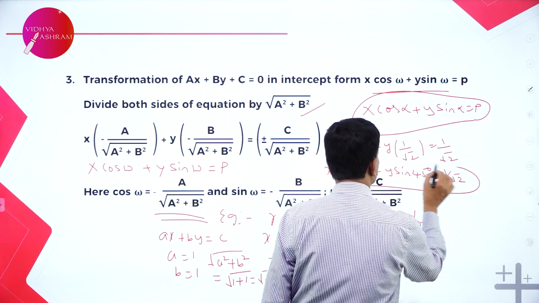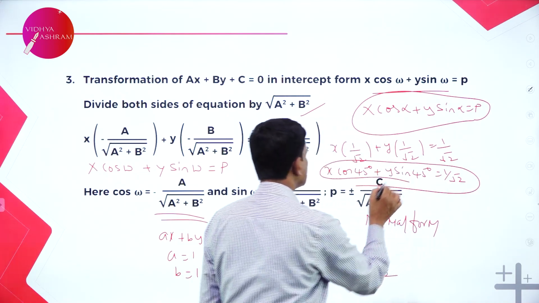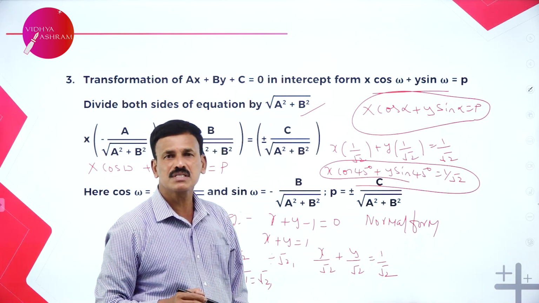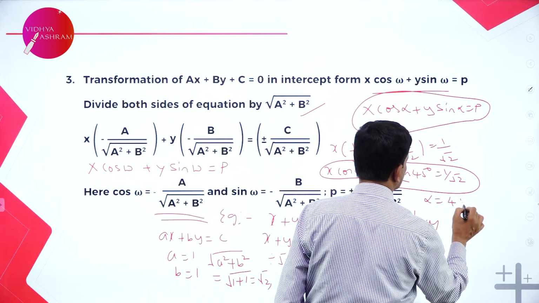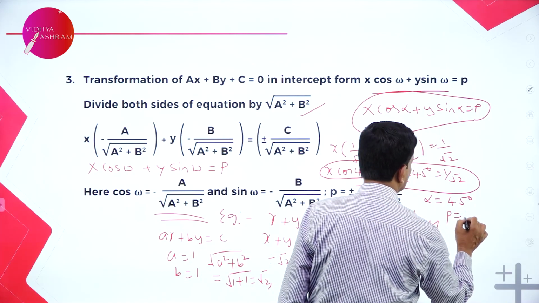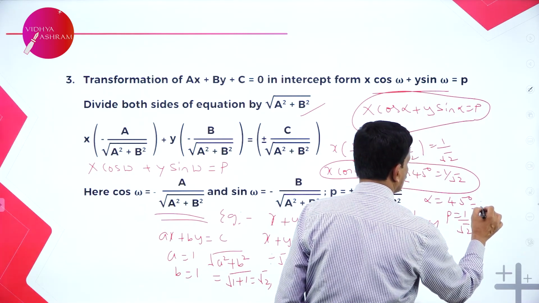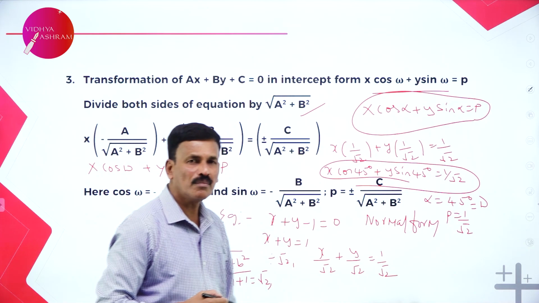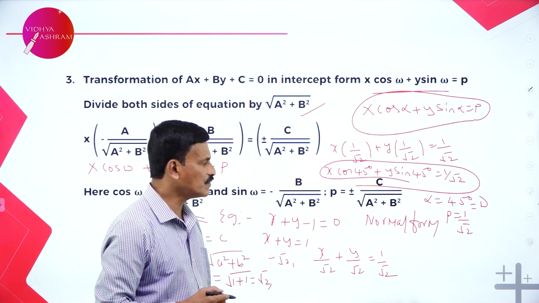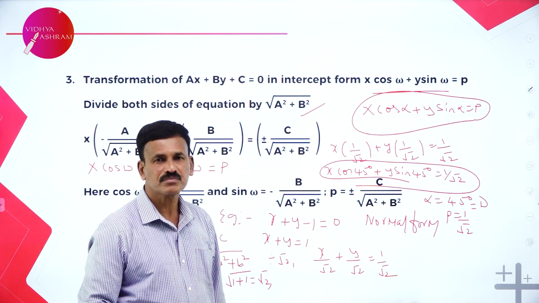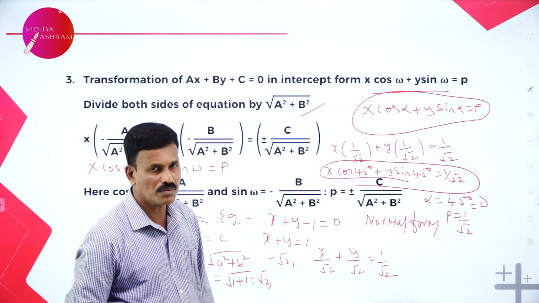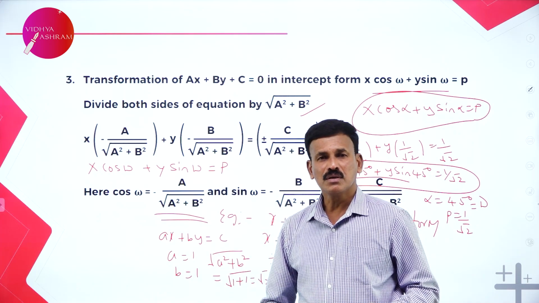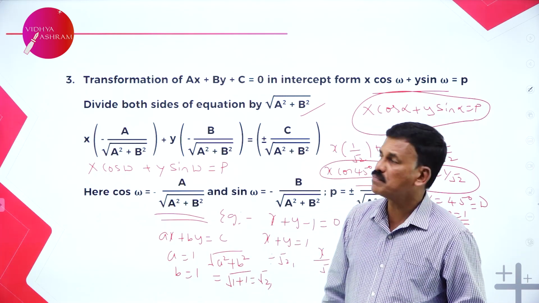So if you observe carefully, this is of the form x cos alpha plus y sin alpha is equal to p. What is alpha here? In this case, alpha is equal to 45 and p is equal to 1 by root 2. So you can call it omega also. So omega or alpha angle is equal to 45 degrees and p is equal to 1 by root 2. This is how we are going to solve these type of problems. So hope you followed. Now, based on this, let us take few examples.